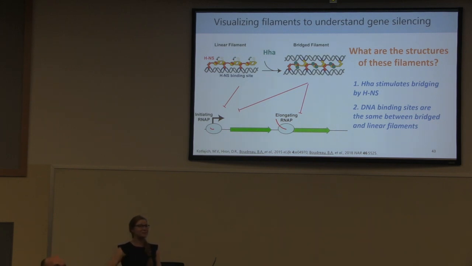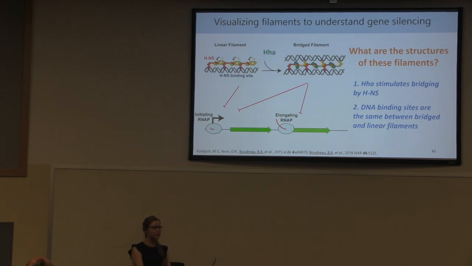Yeah, I do have another. Yes. So this one is more about when you were looking at the bgl operon. It seemed like there were two H-NS binding sites. Do you need both for it to form one filament or the other? Did you try eliminating one and seeing if you had a preferential formation of certain filaments?